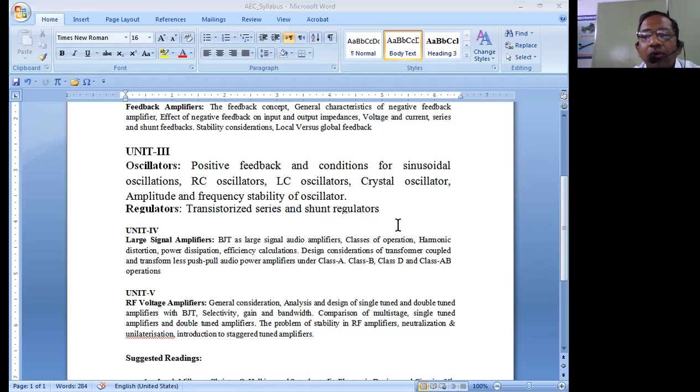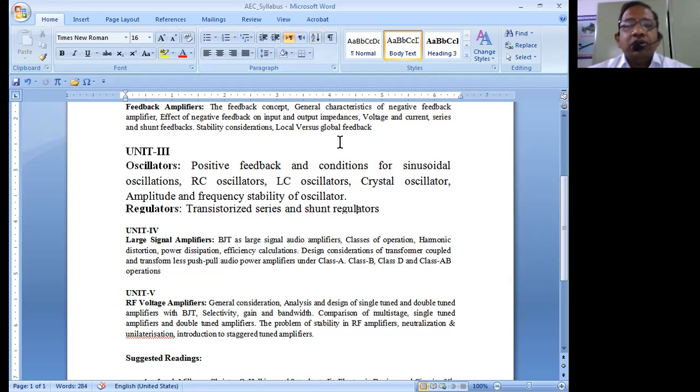And we already know what a regulator is. A practical application of a regulator is your adapters, chargers. A mobile phone charger is the best example of a regulator circuit. So we were discussing this particular topic of regulators.